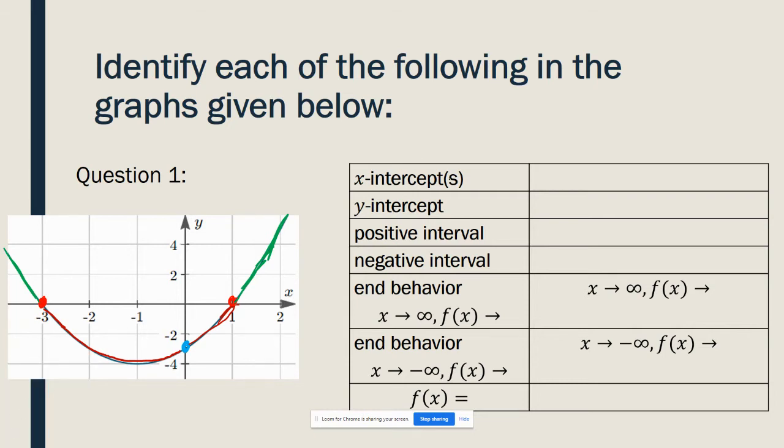So my x-intercepts, where are they? Well, my x value right there is at x equals 1, and my x value over here is at x equals -3.